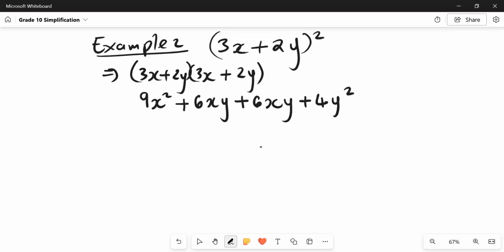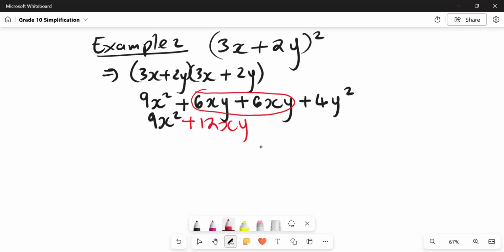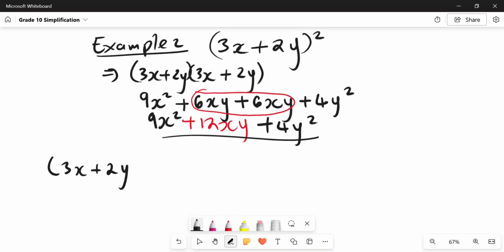And then you drop down 9x squared. Now collect the like terms. So for like terms, I have these, which is plus 12xy, and then drop down 4y squared. Then done. Right? Now, let's use the second method. You have your (3x plus 2y) squared. Now, square the first term, you'll have your (3x) all squared. Square the last term, you have your (2y) all squared.